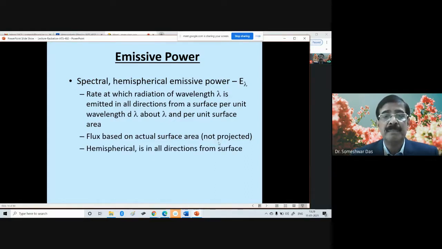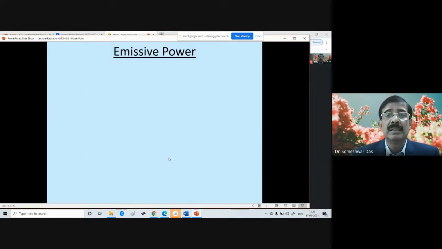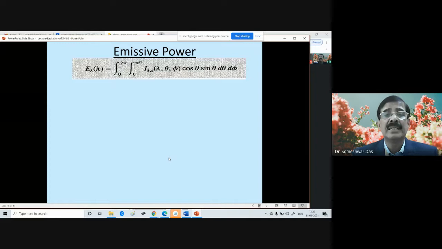So the flux is based upon the actual surface area through which the radiation is emitted. The hemispherical is in all directions from the surface. Okay, so the total emissive power E is given by this formula.